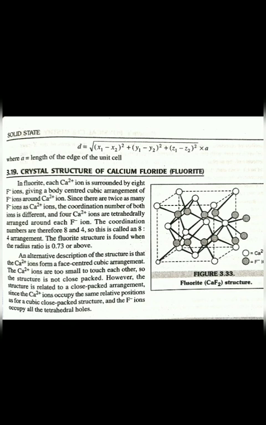The fluorite structure is found when the radius ratio is 0.73 or above. An alternative description of the structure is that the Ca2 positive ions form a face-centered cubic arrangement. The Ca2 positive ions are too small to touch each other, so the structure is not close-packed. However, the structure is related to a close-packed arrangement since the Ca2 positive ions occupy the same relative positions as for a cubic close-packed structure, and the F negative ions occupy all the tetrahedral holes.